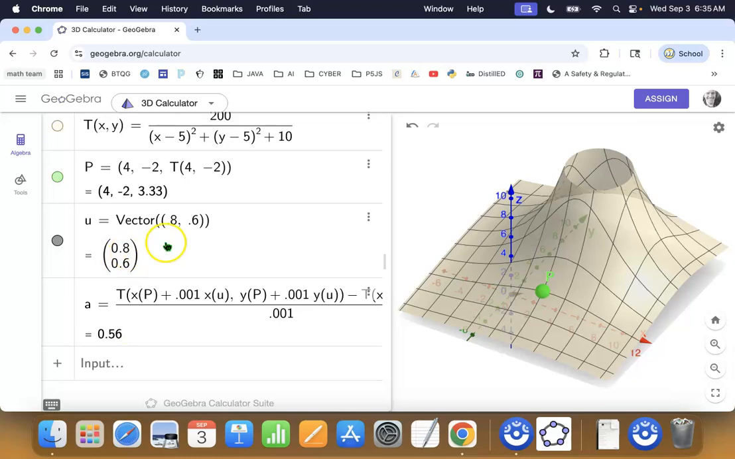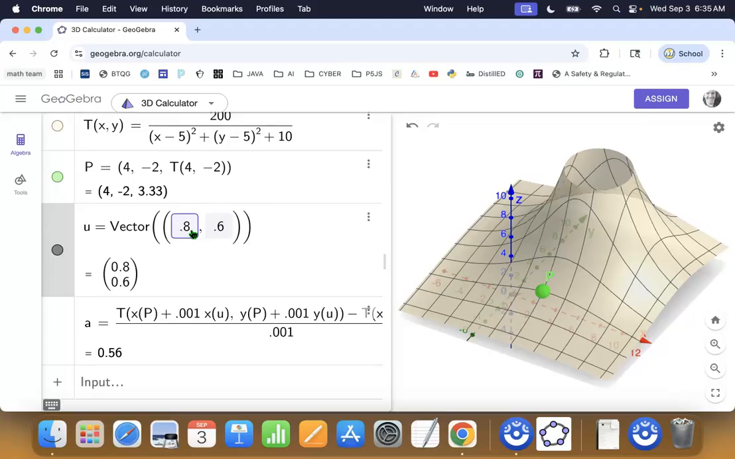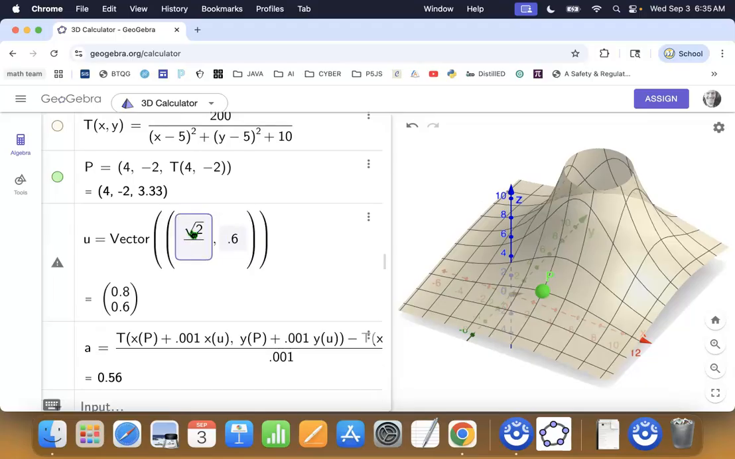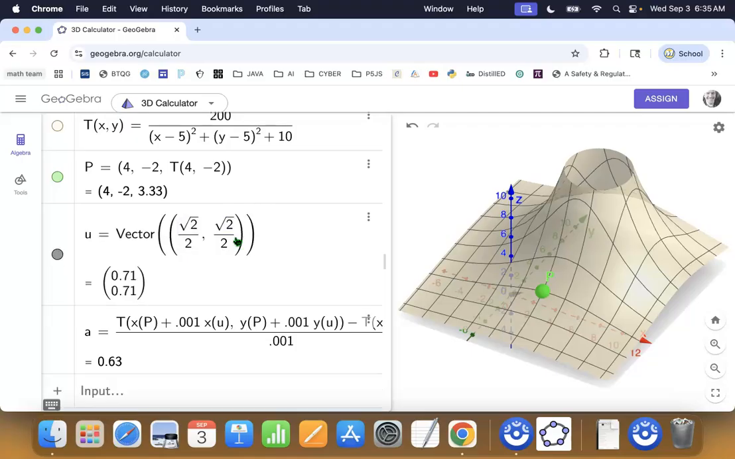And if I wanted to go in a 45-degree angle, I could go SQRT of 2 divided by 2. And then I do the same thing here, SQRT 2 divided by 2. And that will move us in a 45-degree direction, kind of moving in that direction there.